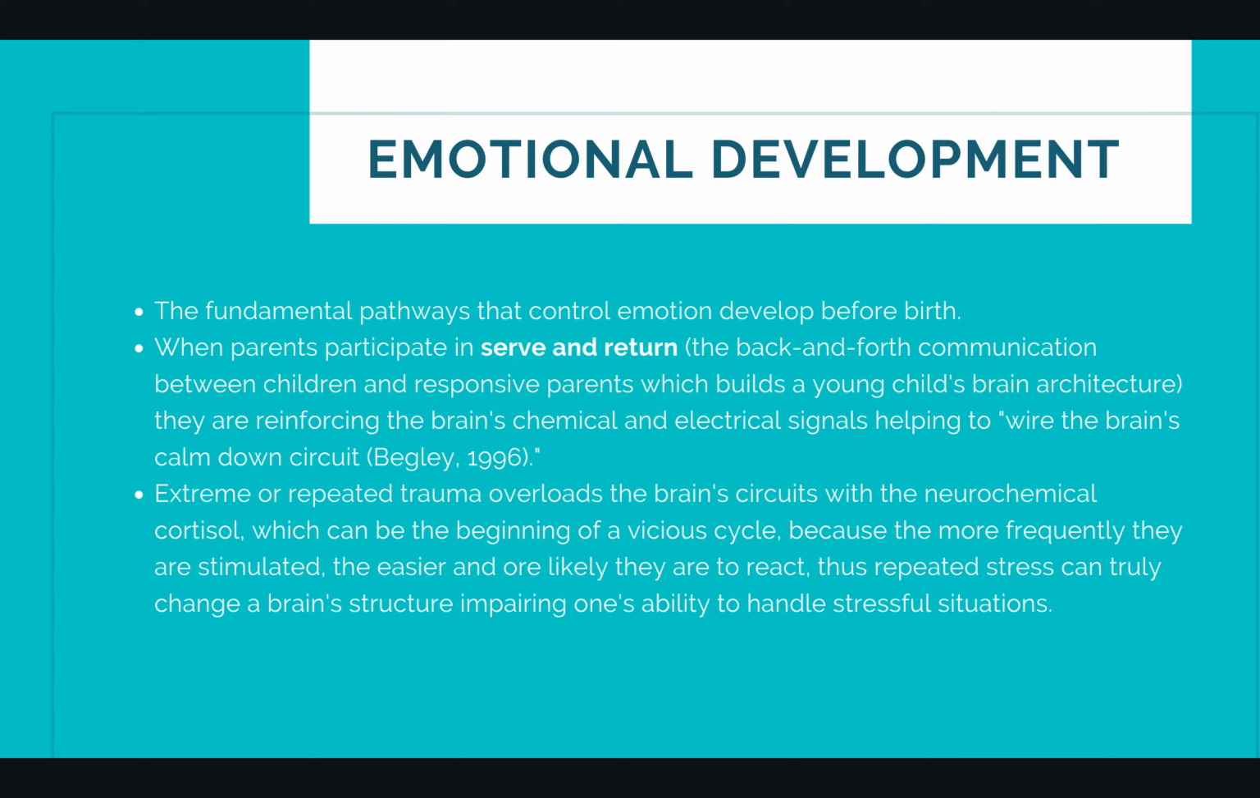Extreme or repeated trauma overloads the brain circuits with the neurochemical cortisol, which can be the beginning of a vicious cycle because the more frequently they are stimulated, the easier and more likely they are to react. Thus, repeated stress can truly change a brain structure, impairing one's ability to handle stressful situations.